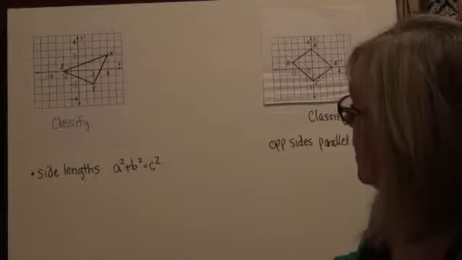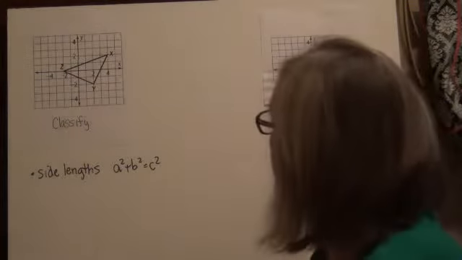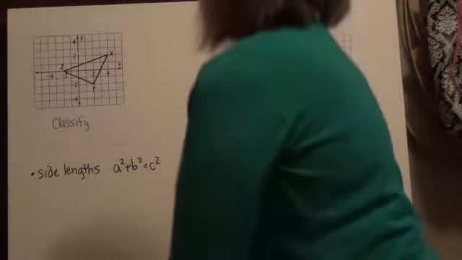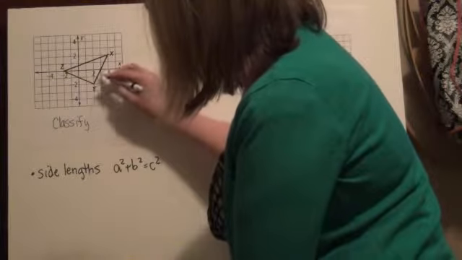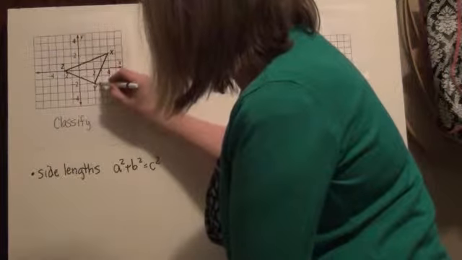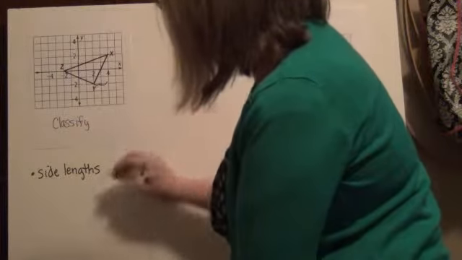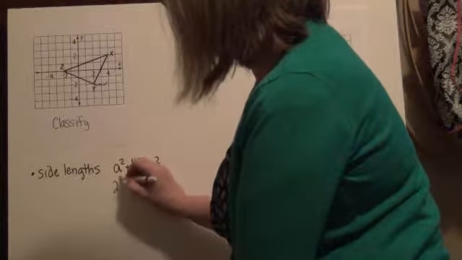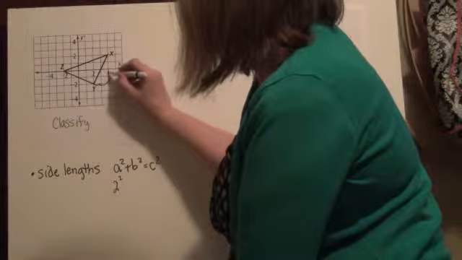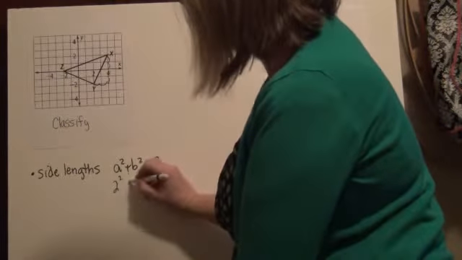So, first thing I'm going to think about is using my a squared plus b squared equals c squared. So, I go like this. From here to here it goes over 1, 2, okay? So a squared is 2 squared. This goes up 1, 2, 3, 4.